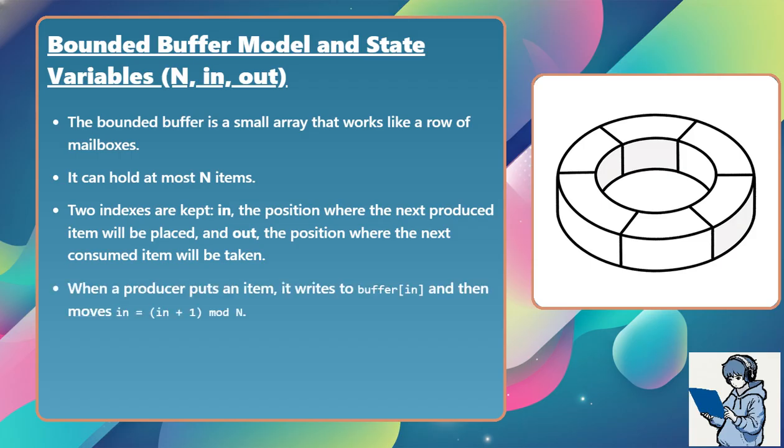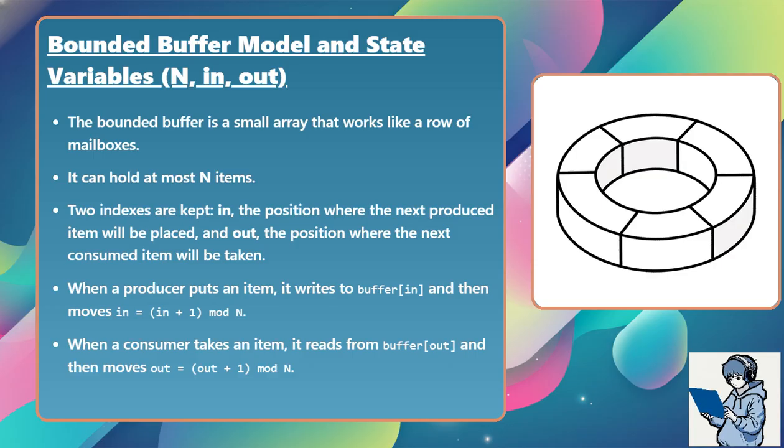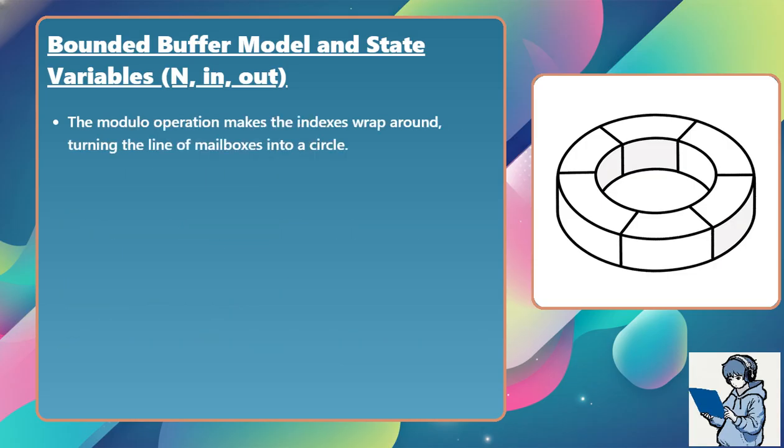When a producer puts an item, it writes to buffer[in] and then moves in = (in + 1) modulo n. When a consumer takes an item, it reads from buffer[out] and then moves out = (out + 1) modulo n. The modulo operation makes the indexes wrap around, turning the line of mailboxes into a circle.